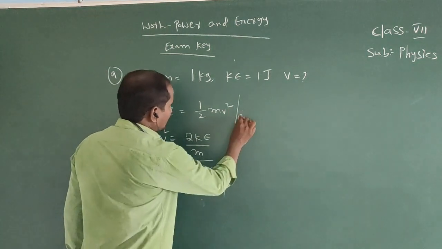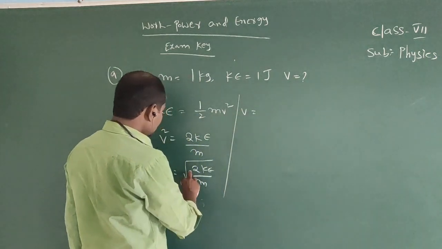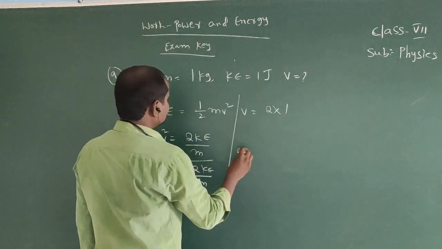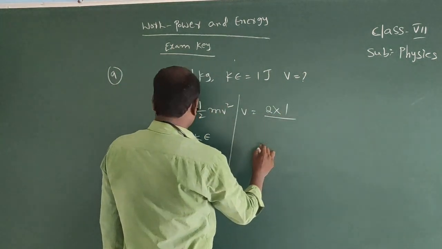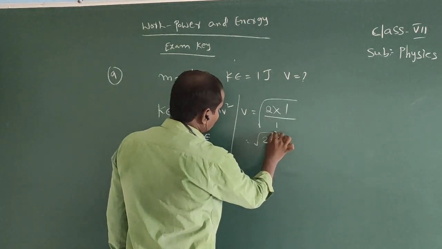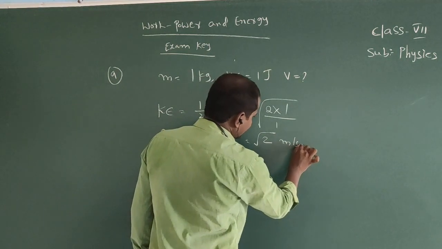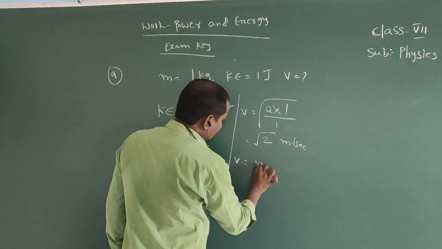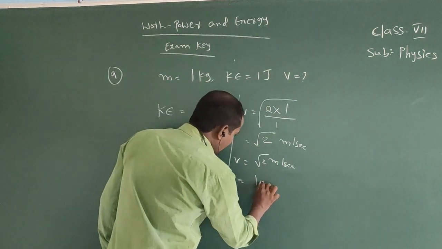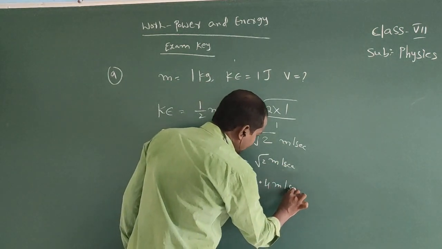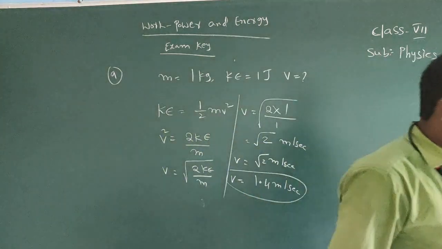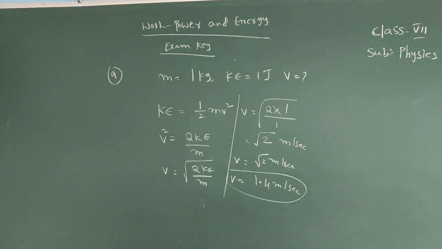So here V equal to root of 2 into kinetic energy 1 by mass 1 kg. So 2 into 1 by 1, that equal to root 2 meter per second, that equal to 1.4 meter per second. It is the velocity. Listen once again.